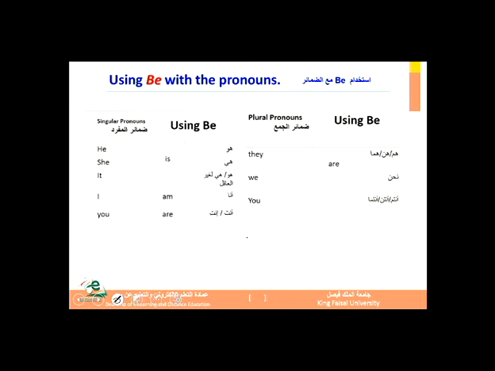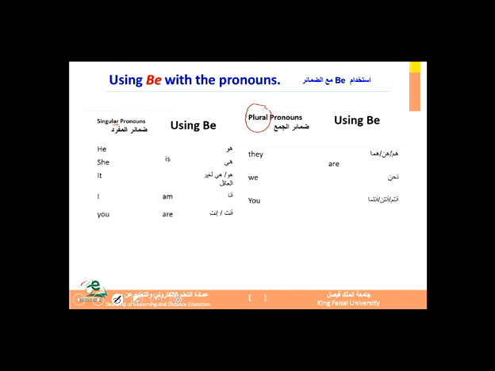This is going to take us to look at the different pronouns in English and how the verb to be changes according to each and every pronoun. We can look at English pronouns in terms of referring either to the singular, when there is only one, or to the plural, when we have more than one person. So we have singular pronouns expressing one, and plural pronouns expressing more than one.